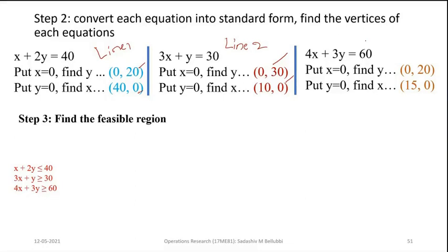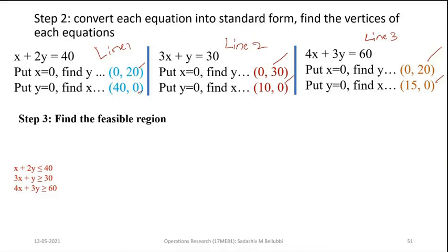Next, line number 3: 4x plus 3y equals 60. If you put x equal to 0, the value of y is 20, which is the first coordinate. If you put y equal to 0, the value of x is 15, which is the second coordinate. Any changes in the values?